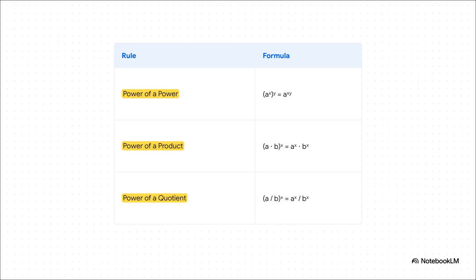If you have a product, two numbers multiplied together, and you raise the whole thing to a power, you can just apply that exponent to each piece individually. Same thing goes for a quotient, or a fraction. The exponent gets applied to both the top and the bottom. These are super handy for simplifying things down the road.